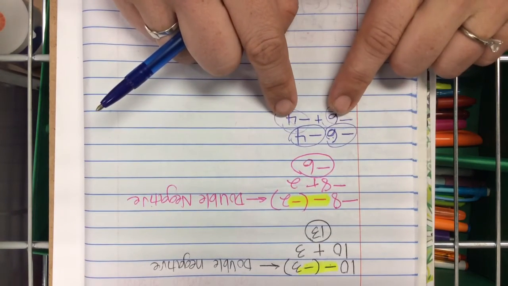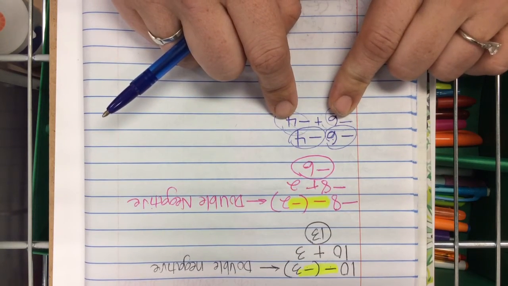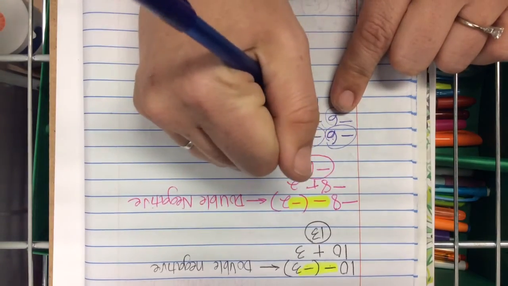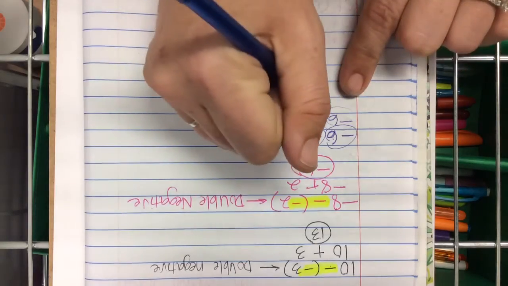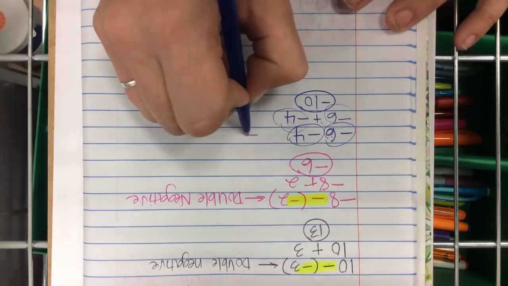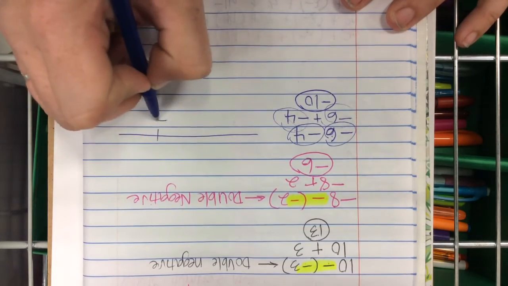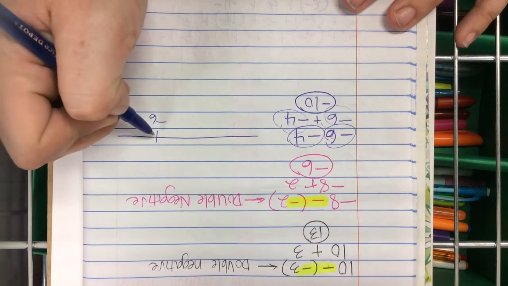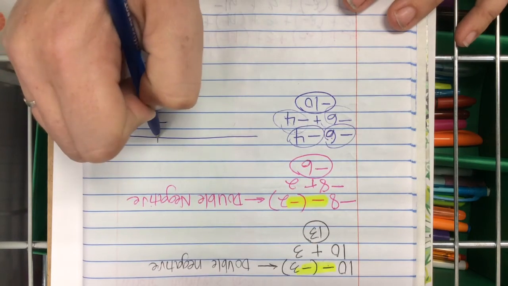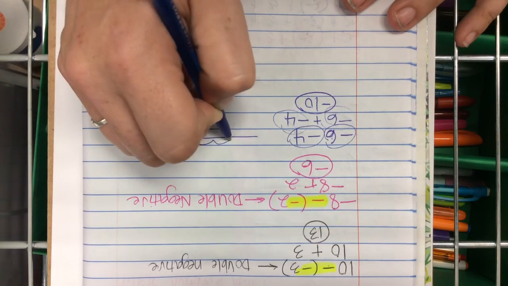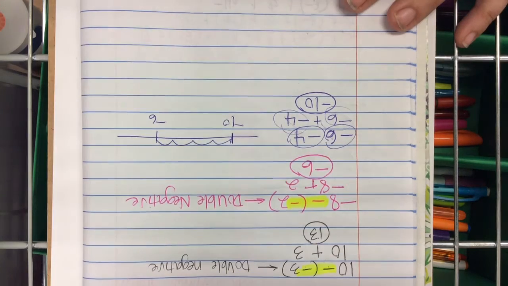So are they the same or different? They're the same. Find the sum. 10. Keep the sign. Negative 10. Or you can think of it this way. If I'm at negative 6 on a number line and I want to subtract 4, which way is subtraction, left or right? I'm going to subtract 1, 2, 3, 4. I end up at negative 10.